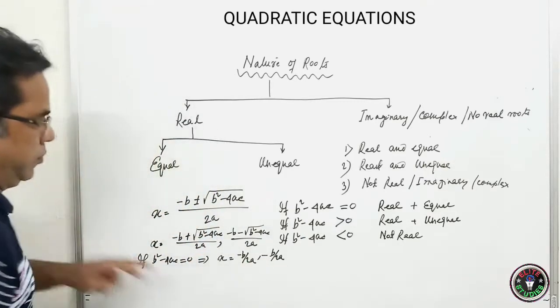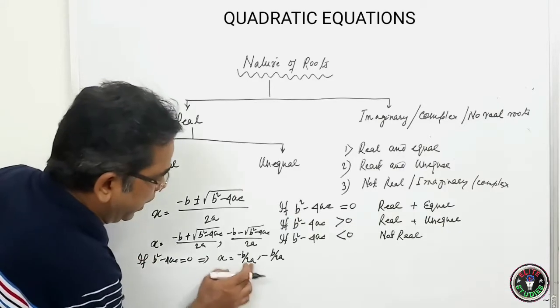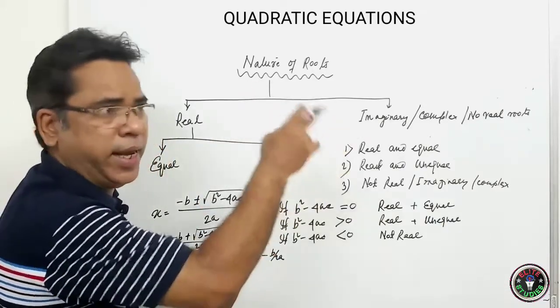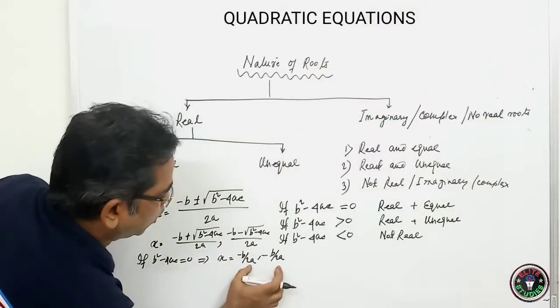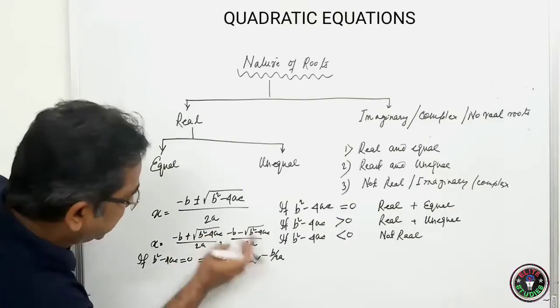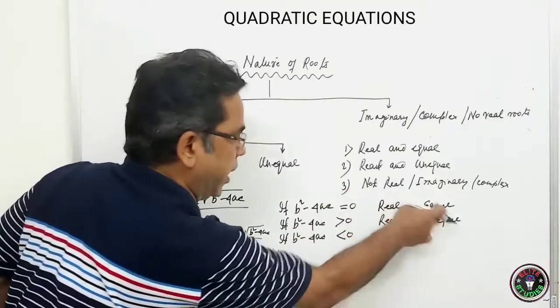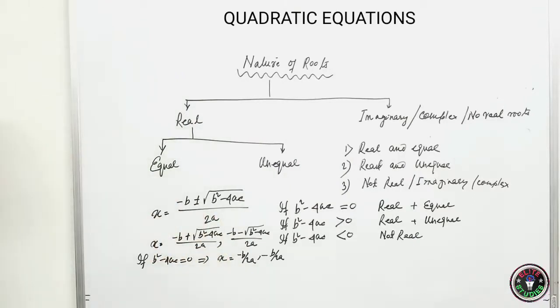You see, the roots are equal. Because a, b, c you will get from the given equation, ax square plus bx plus c is equal to 0. From that, if you put, you see, both the roots are equal. If it is greater than 0, the roots will be real but unequal. So, dear students, you please note this thing.